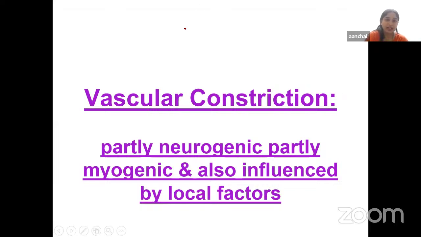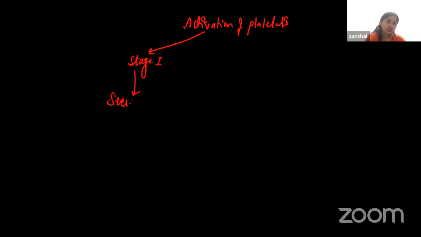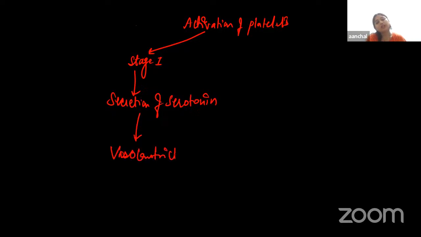So this activation of platelets will cause stage one, in which there will be secretion of serotonin. Now, why is this secretion of serotonin important? Because it will cause vasoconstriction so that the flow of blood to that particular area can be reduced. So here the process of vasoconstriction is very, very important, and that is caused by the serotonin.